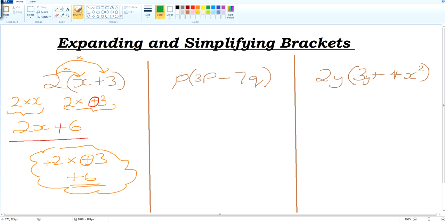We start with p. Everything inside the bracket will have to be multiplied by p. So we just use little arrows to indicate that we're going to be multiplying them. So the first part is going to be p times by 3p. Right. Let me ask you this question again, and I'll give you a little clue. Here comes the special red ink.